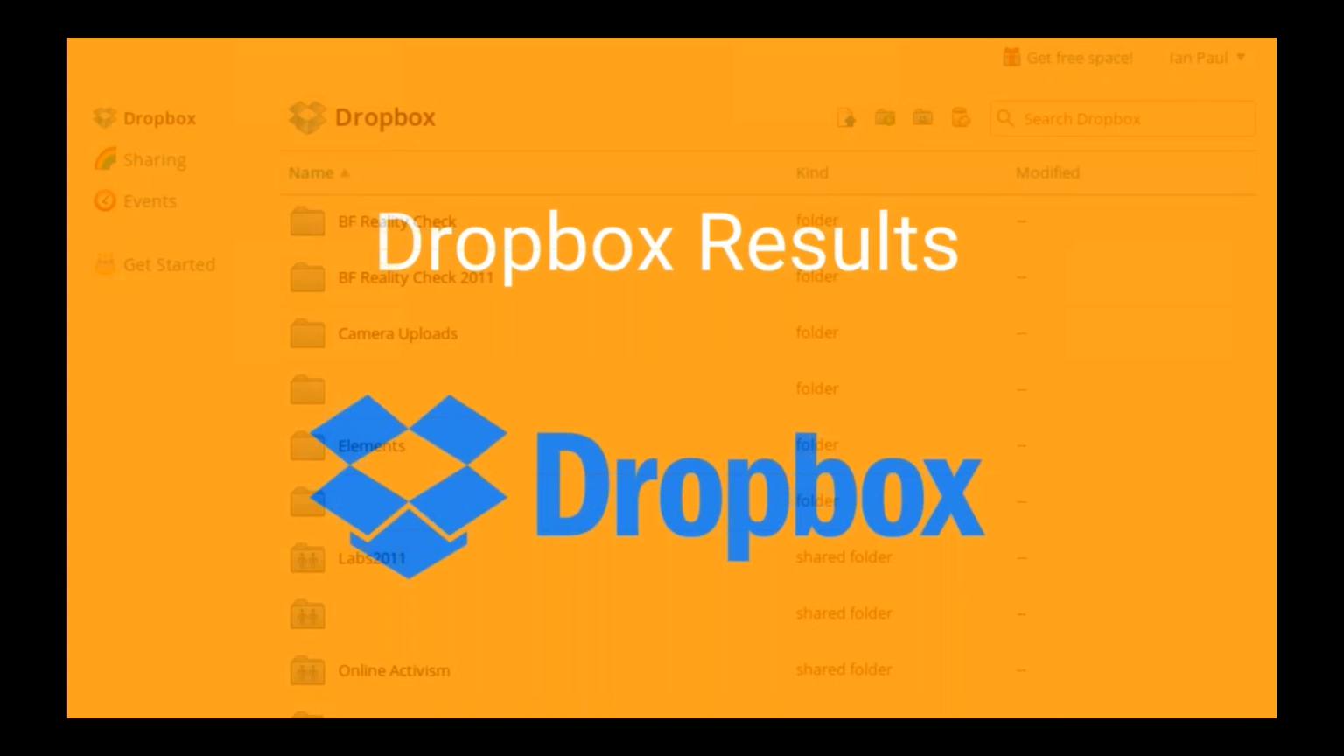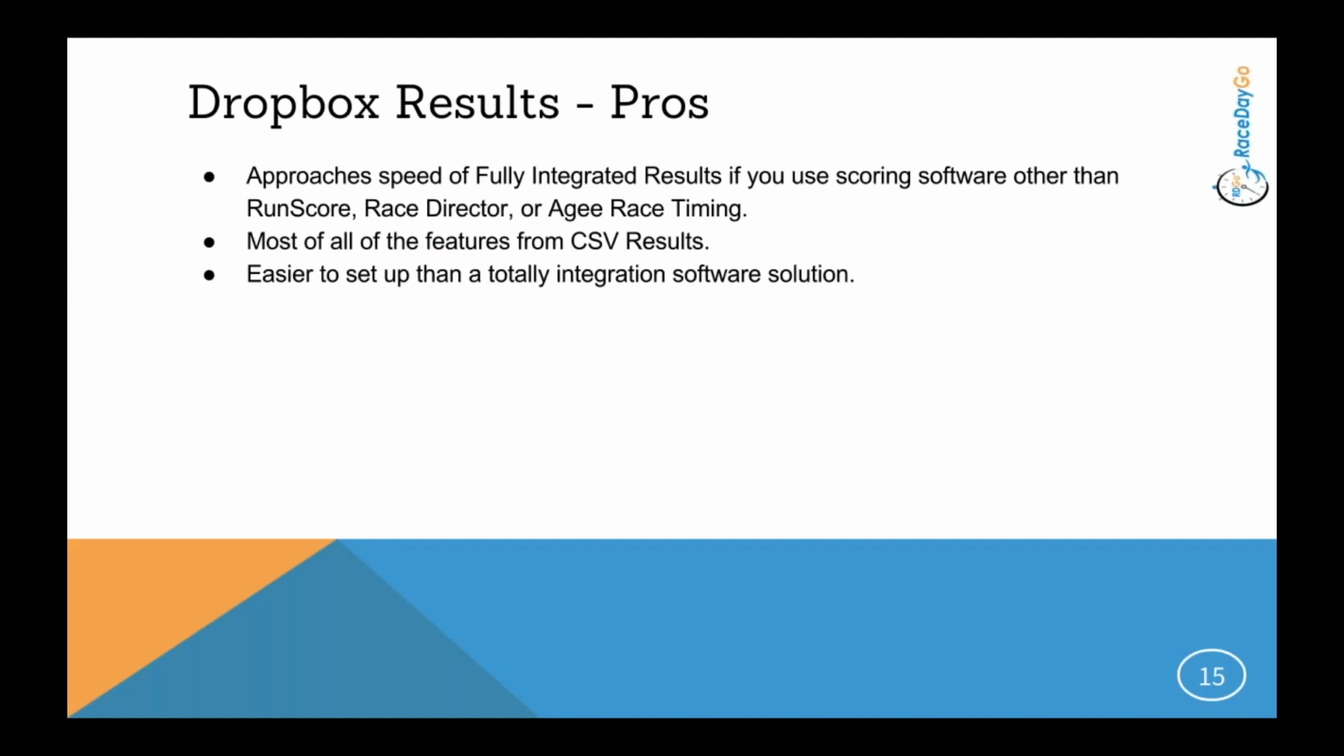Our last one is Dropbox results, which is pretty cool. Go over that. Pros is that it approaches the speed of fully integrated results. If you use scoring software other than RunScore, RaceDirect, or AG Timing, it's got most of the features from CSV results, meaning that it's going to integrate with our RDGo platform.